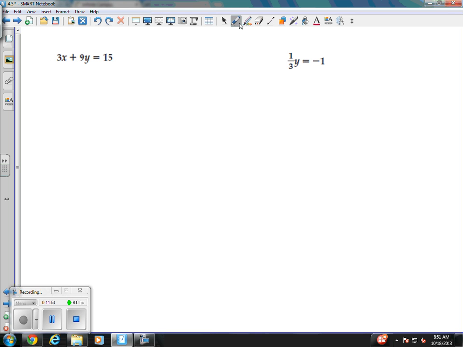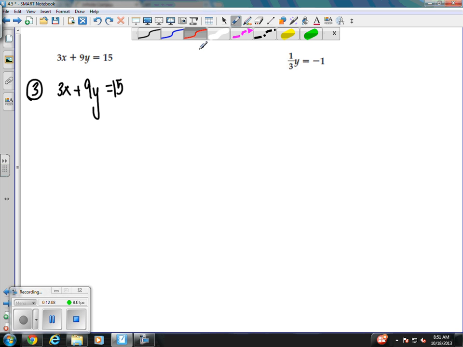Alright, example 3 gives us 3x plus 9y equals 15. So is it linear? I have a variable and a number, and that's okay. I have a variable and a number, and that's okay. And I equal a number, so we're all good. So yes, this is linear.